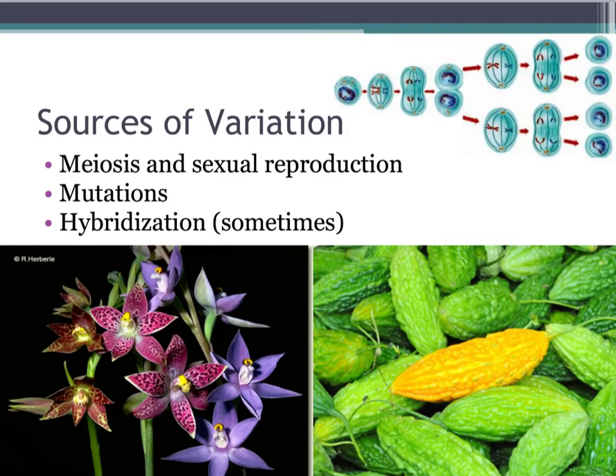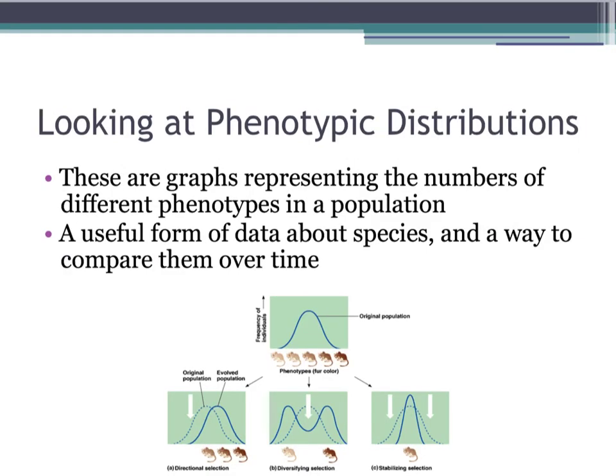Now there are the 3 sources of variation. There is meiosis, sexual reproduction, which we know, right? Meiosis is in the crossing over. It's what allows for genetic diversity. We've got mutations. Mutations, remember, they just happen sometimes. They happen naturally, usually. Sometimes there's an outside force, but usually it's just a random thing. And then hybridization. Hybridization is when two organisms will grow together, and usually we're talking about plants.